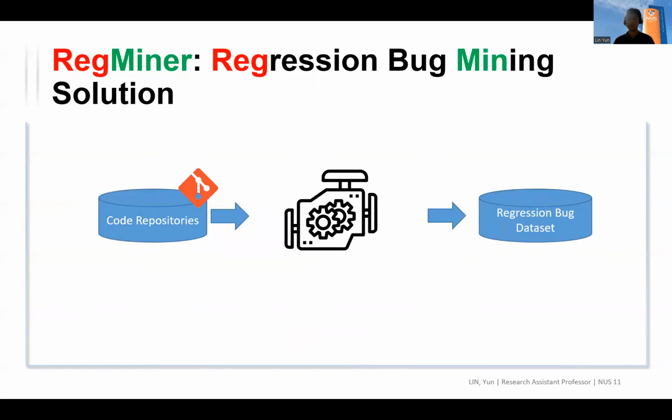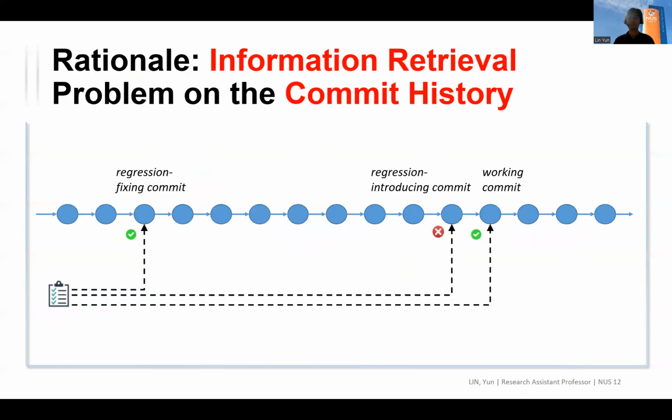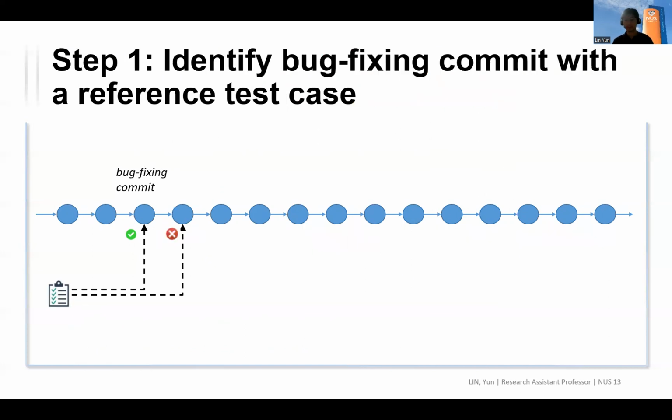In this work, we propose RegMiner to collect regression bugs from the code repository in a fully automated way. We consider the regression mining problem as an information retrieval problem on the code commit history. Specifically, we find a test case in the project which can pass one commit as a regression-fixing commit, fail in one commit before as a regression-introducing commit, and pass one commit even before as a working commit.